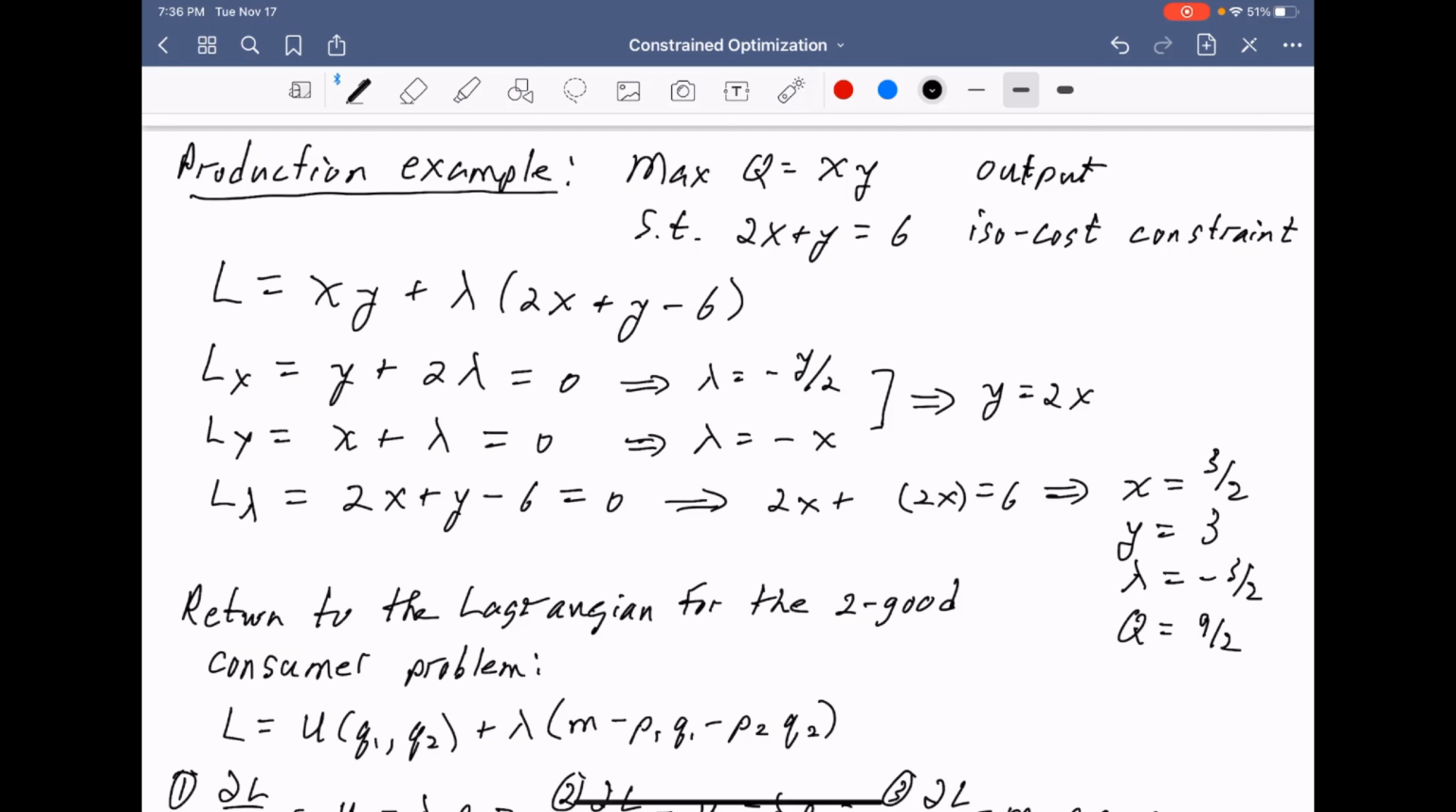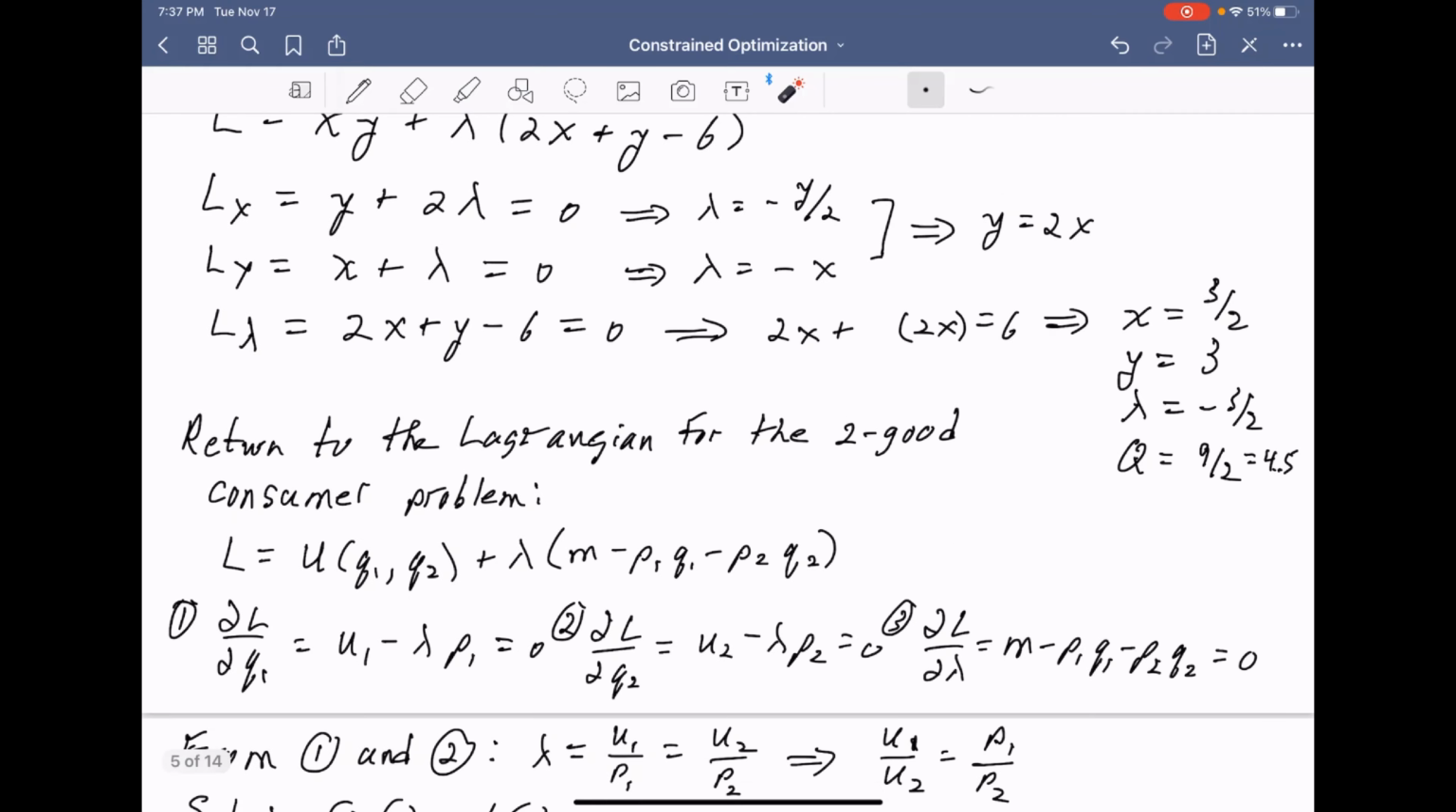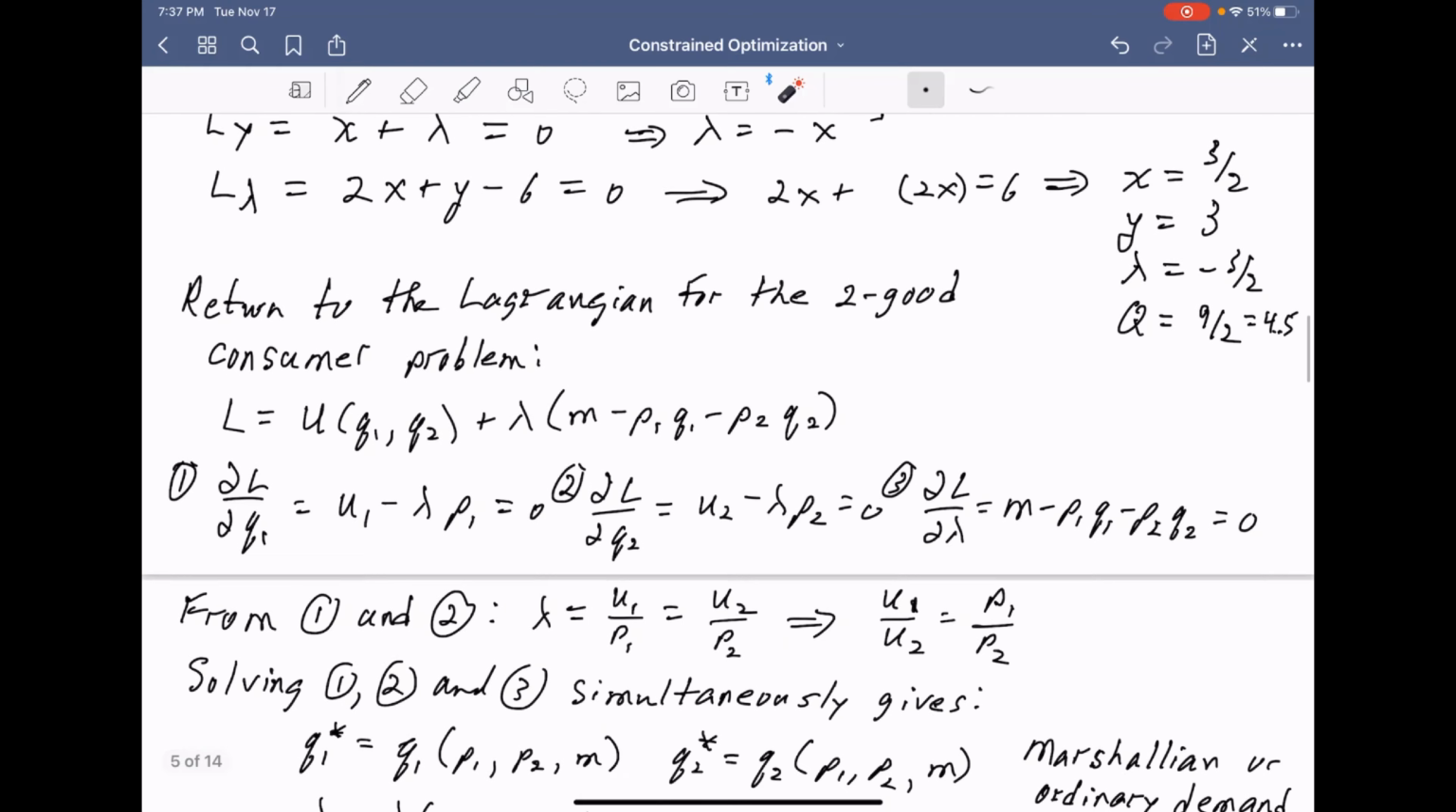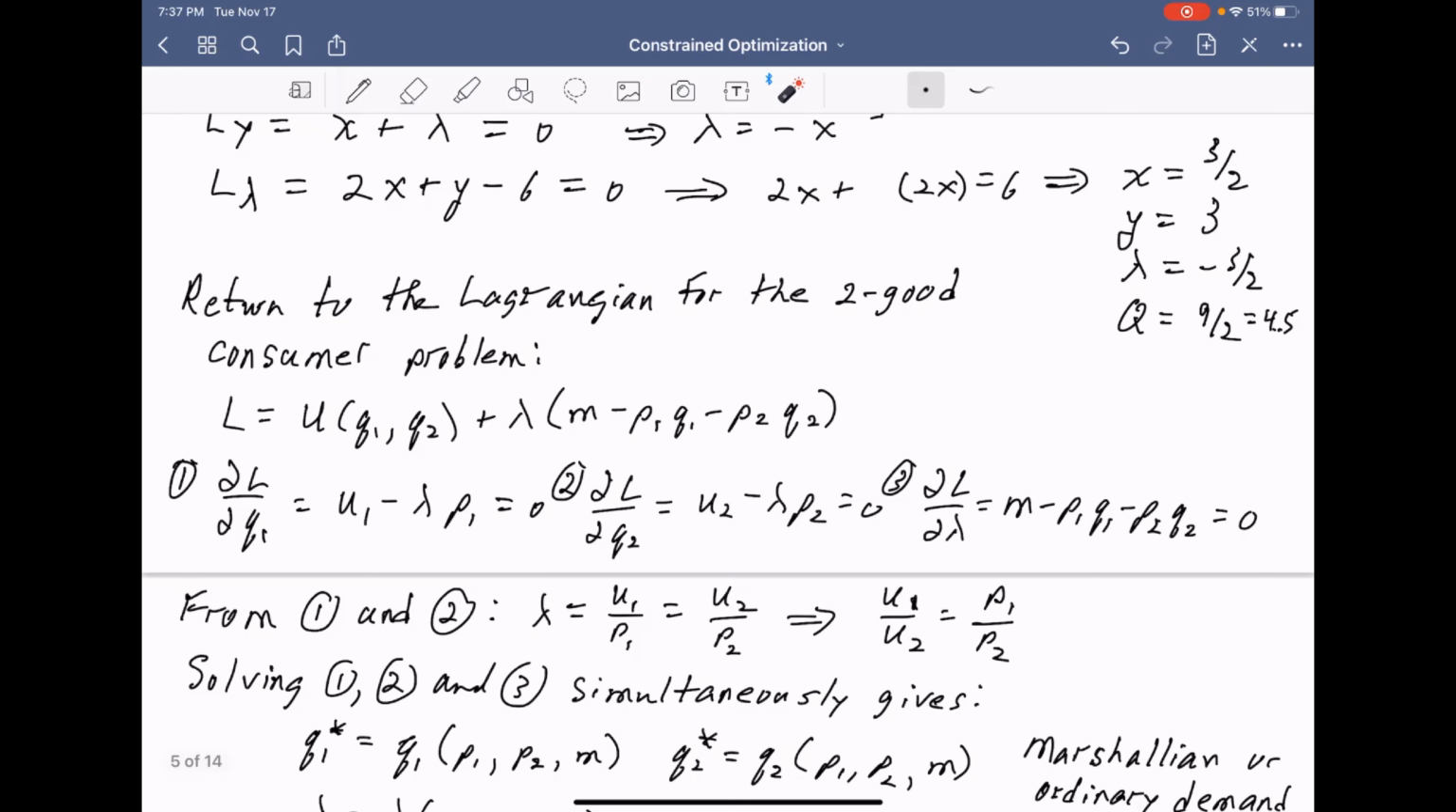Or if we want 4.5 equals 4.5. All right. Now return to the Lagrangian for the two good consumer problem, and we just rewrite that Lagrangian here as follows.